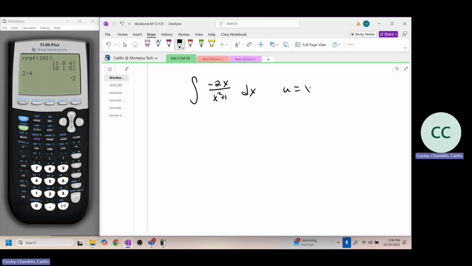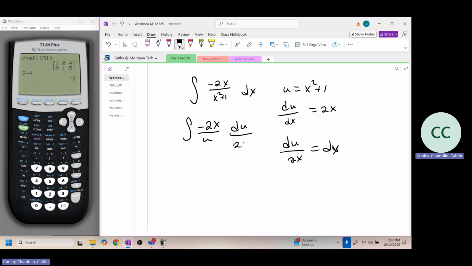My u is going to be x squared plus 1. du over dx is 2x. And I'm doing this quickly because I'm assuming by now you're really good at u substitution. So du over 2x is equal to dx. Integral of -2x over u, du over 2x. The 2x cancels. There's still -1 left, so -1 integral of 1 over u du.